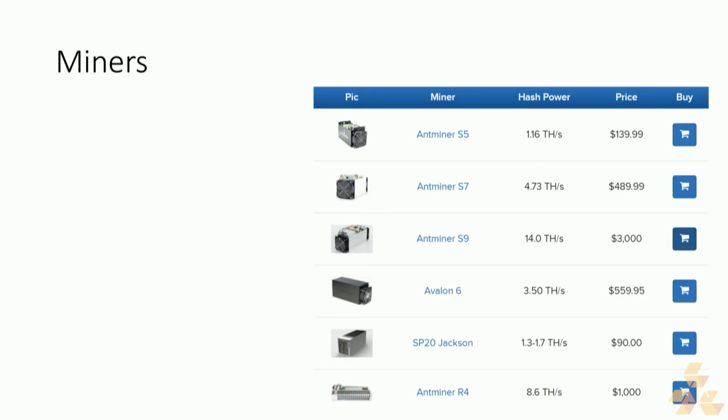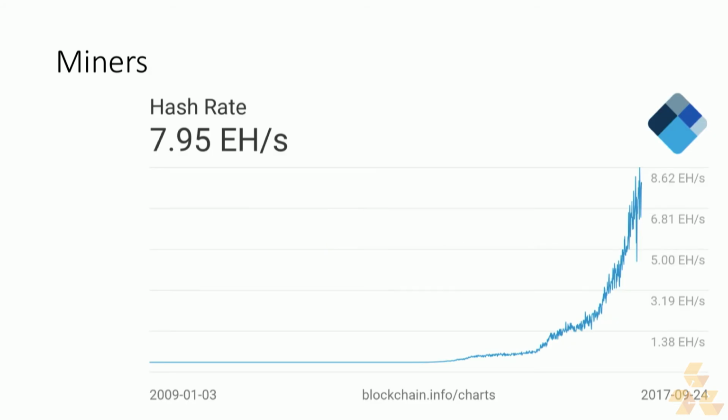Last week, I looked at some mining machines, their properties and their cost. We can see that the price of a mining machine last week ranged from $90 to about $3,000, and the hash power, the speed at which they work, is from 1.3 terahash per second to 13 terahash per second. I also looked at the total hash rate of the entire network. Last week it was about 8 exahash, which means 8 million terahash per second.